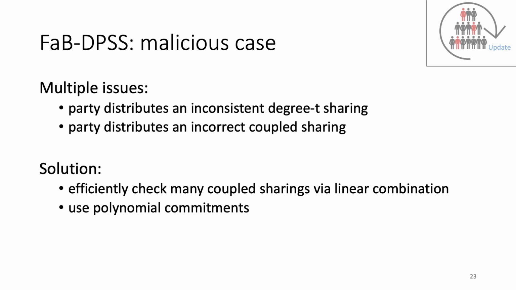In the fully malicious case, we had more issues that we had to take care of. So for example, a party could distribute an inconsistent degree t sharing, or a party could distribute an incorrect coupled sharing. And for details, please take a look into our paper. But just to give you a flavor, we were able to efficiently check many coupled sharings instead of only one at a time using a linear combination. And we were able to use polynomial commitments to transfer a standard secret sharing into a verifiable one.